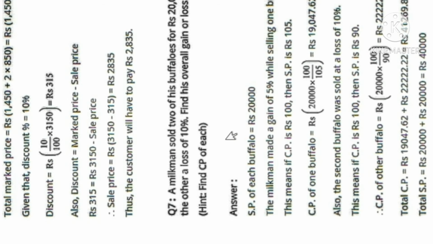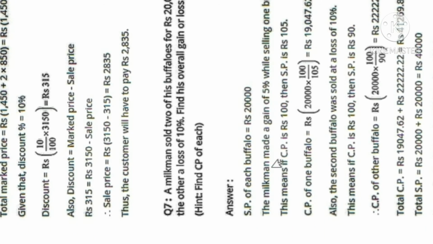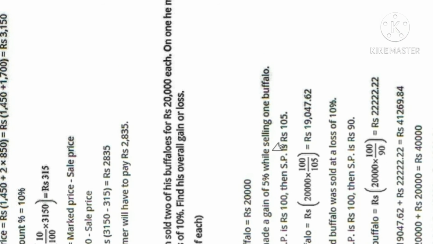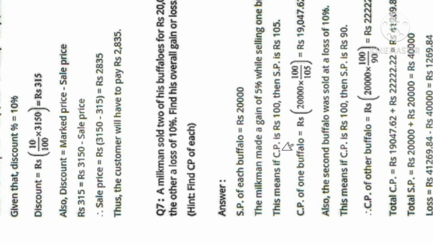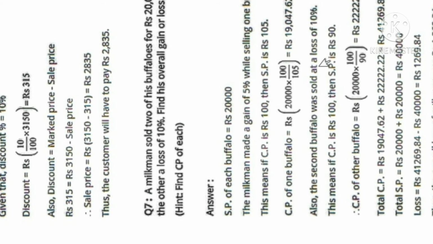So first of all, the SP of each buffalo is 20,000. Now the milkman made a gain of 5% while selling one buffalo. So if CP is 100, then SP will be 105 because 100 plus 5. Gain means plus. CP of one buffalo equal to 20,000 into 100 upon 105 equal to rupees 19,047.62.